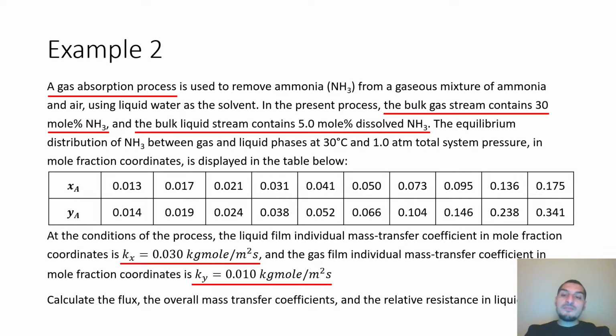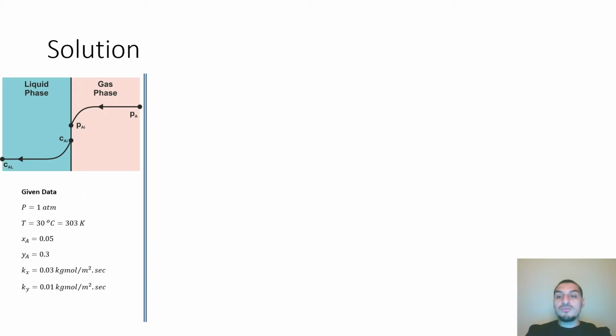And in this case, we can do the solution numerically and analytically, and I'll do both. But the easier way is to use the tabulated data as they are, so to use the graphical solution. So if we want to start the solution, we have this profile. We have the higher concentration in the gas phase, and the lower is in the bulk in the liquid phase. And these are the information that we have: the pressure, temperature, XA, YA, and KX and KY.